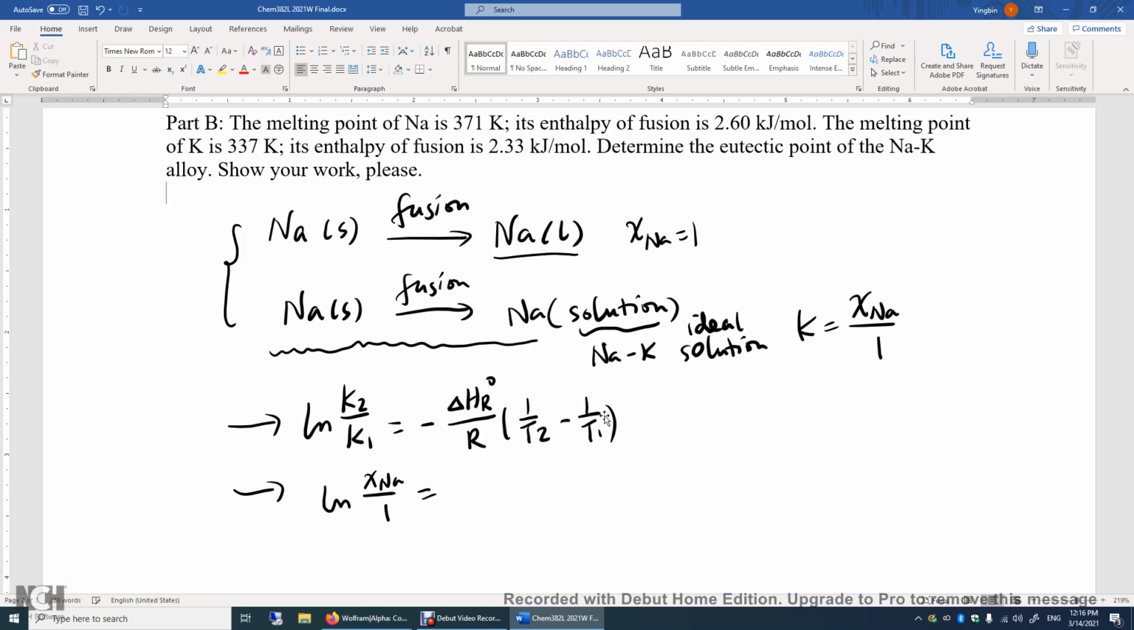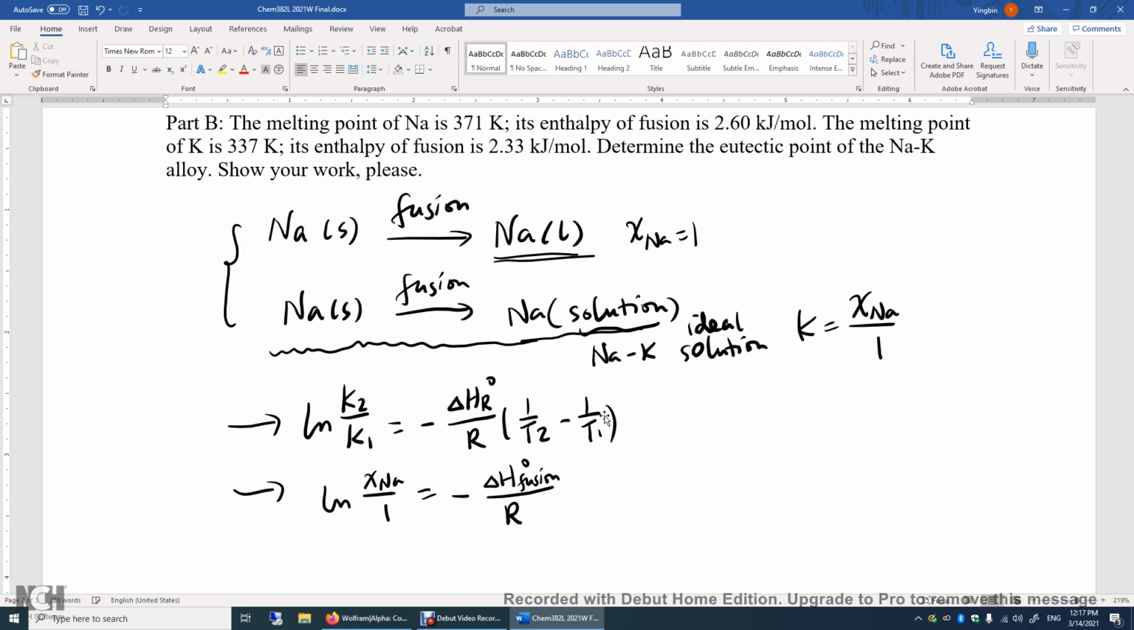One, we have pure sodium on the right-hand side. And in equation 2, we have sodium in a solution. And therefore, the mole fraction of sodium here is less than 1. And over here, I'm going to replace the enthalpy of reaction with the enthalpy of fusion.